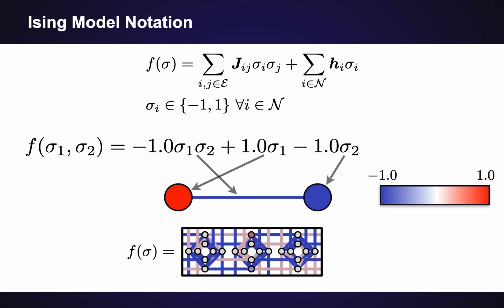Throughout the rest of the talk, you're going to see pictures of our D-Wave hardware graph colored with red and blue, and this is just a graphical representation of whatever this Ising model energy function means.